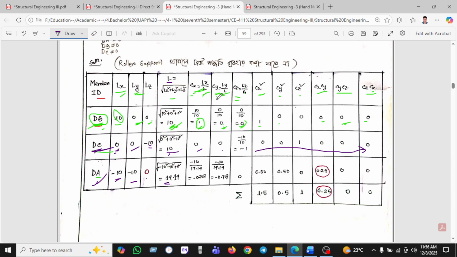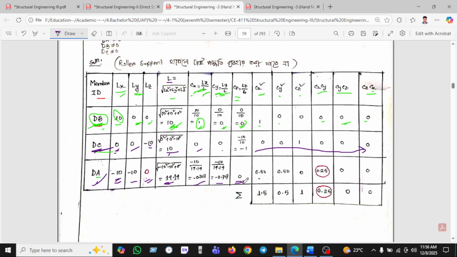And Cx, how do we calculate Cx? Cx is nothing but Lx divided by L. Lx is minus 10 divided by 14.4, and we found minus 0.707. And Cy, in the same way, we can calculate as Ly divided by L, and found minus 0.707. And Cz we will find as Lz divided by L, and it is 0, as the Lz is 0.